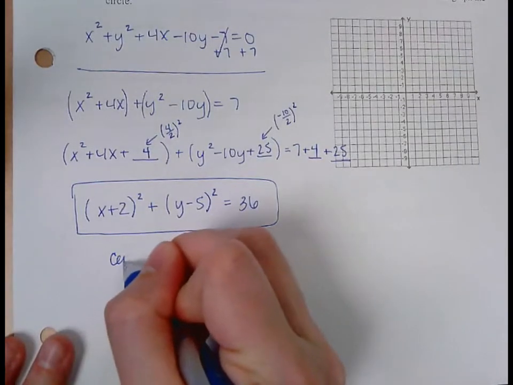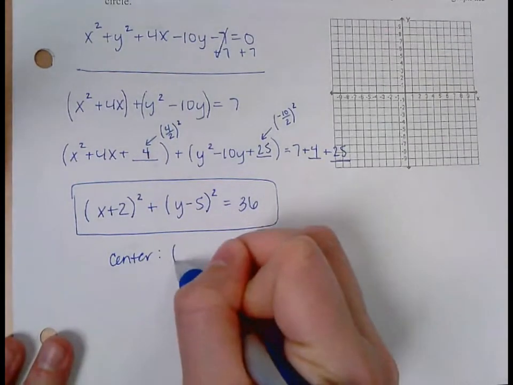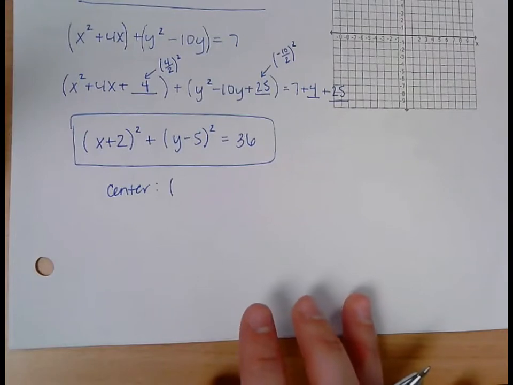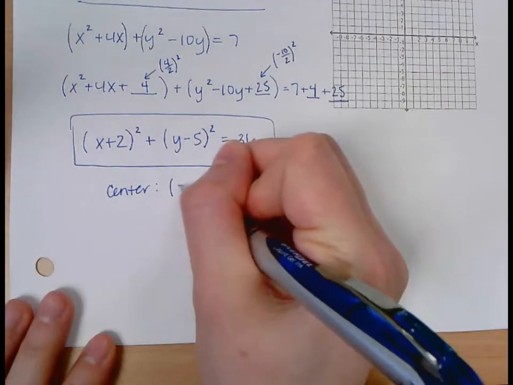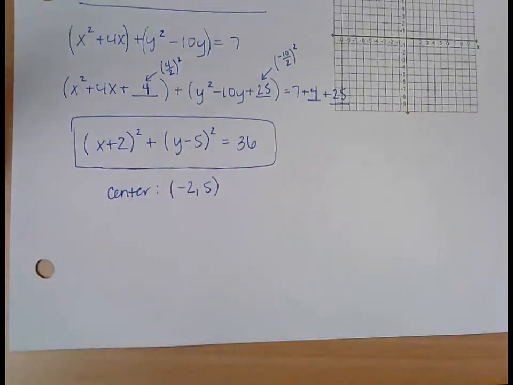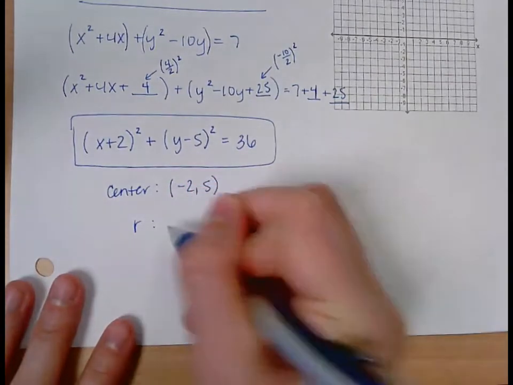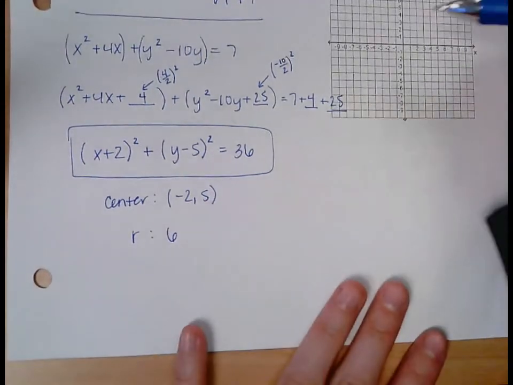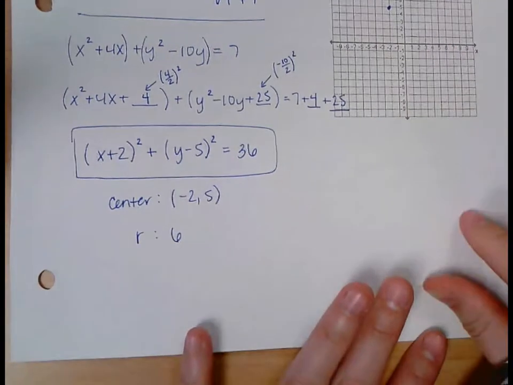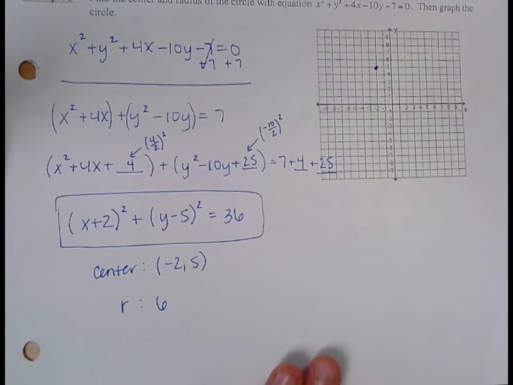Now that it's in standard form, what is the center? What's h, what's k? Yep, -2 and +5. So h and k are the opposite of what they appear to be in the parentheses because it's x minus h and y minus k. So -2, +5, and what's the radius? 6. Okay, so plot -2, 5, and go up, down, left, and right 6 to draw your circle.